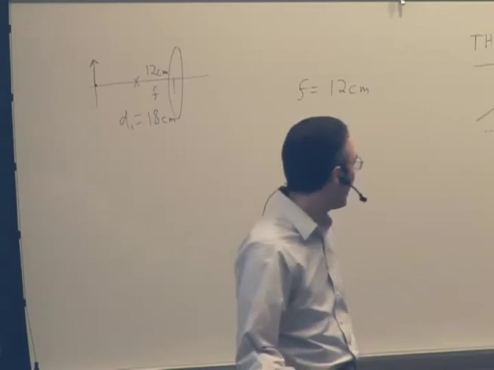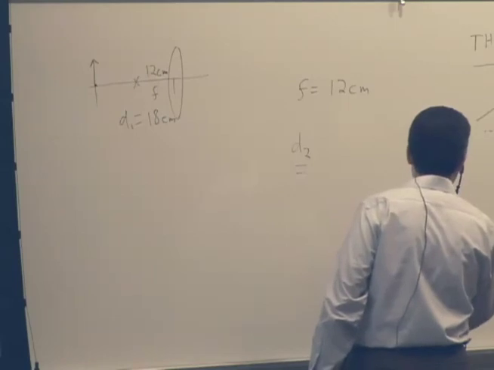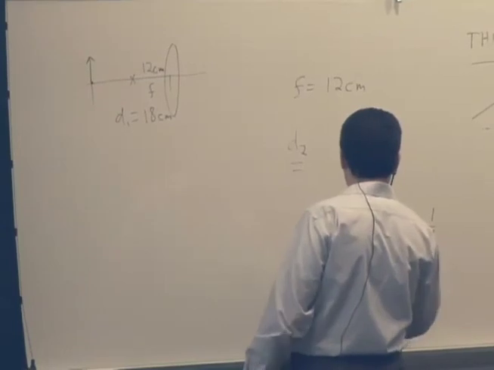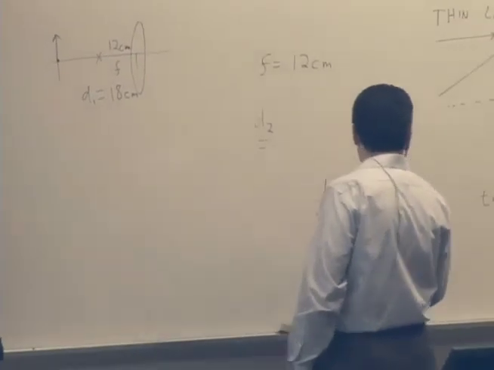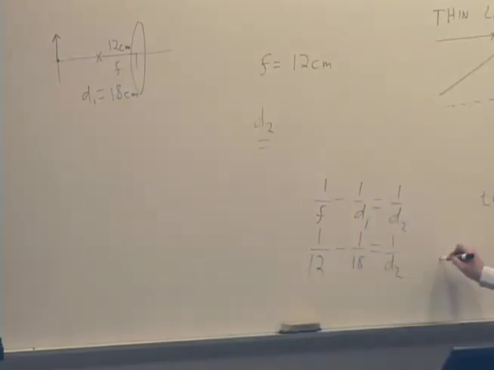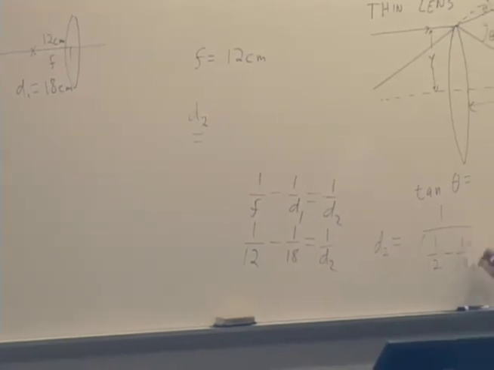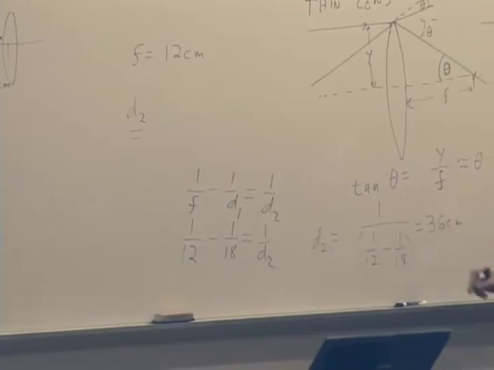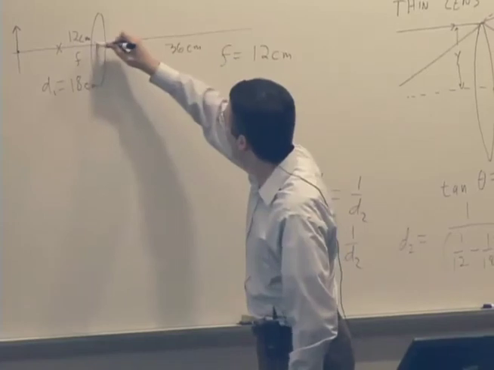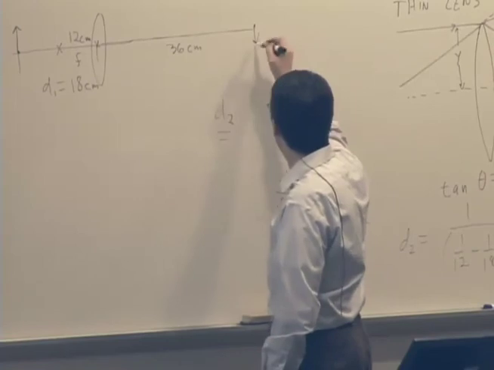36 centimeters? Okay, so you have 1 over the focal length minus 1 over d1 gives you 1 over d2. And so you have, keeping it all in centimeters, 1 over 12 minus 1 over 18 is 1 over d2. And then d2 is 1 over all of that, and that gives you 36 centimeters. So 36 centimeters away, you're going to get a real image that's inverted on this side of the lens.